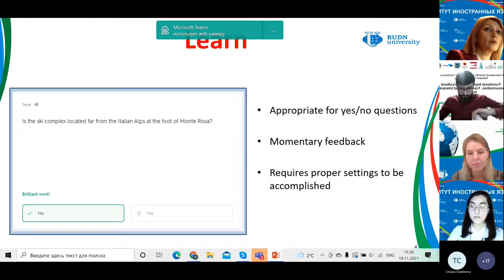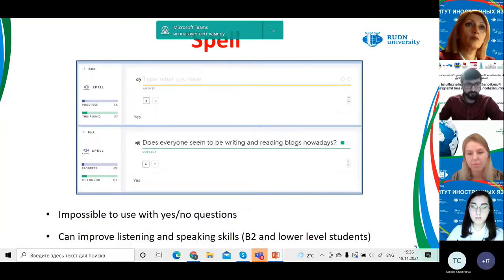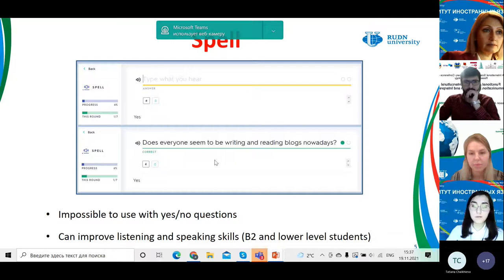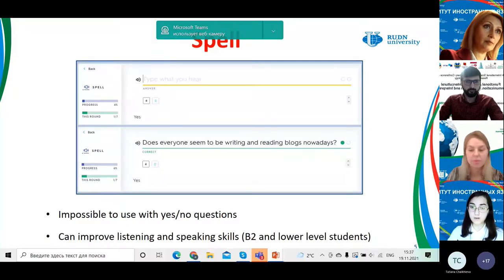Otherwise, this regime becomes inappropriate for general questions. The next regime is spell. Spell regime is impossible to use with yes-no questions since the only way to use it is listening to the questions and typing them in this box. Such way of work can be profitable for the students of levels lower than B2, but it will not provide any information about students' knowledge of the required material.